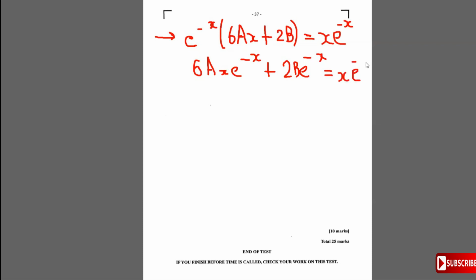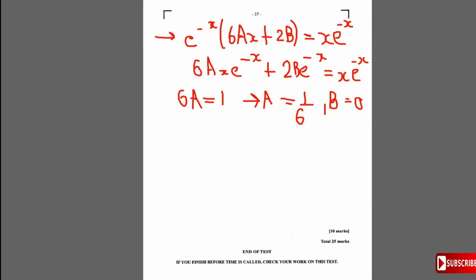So what does that mean? That means that 6a is equal to 1. So that means that a is 1 over 6. And there's no other e term over here, because this part equals this, and so 2b must equal 0, and so b equals 0. B is equal to 0.